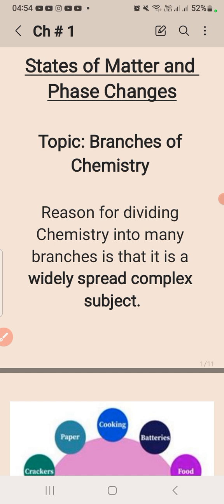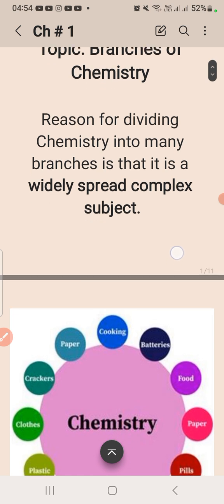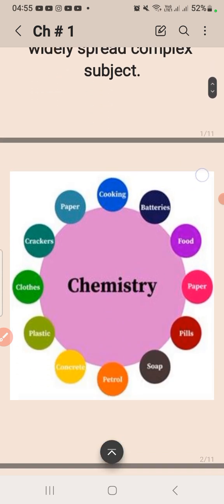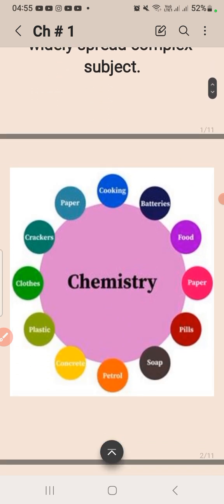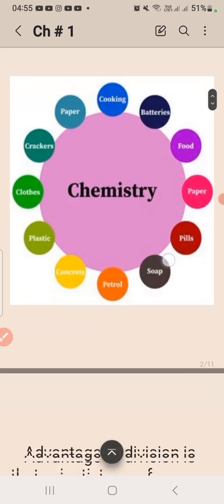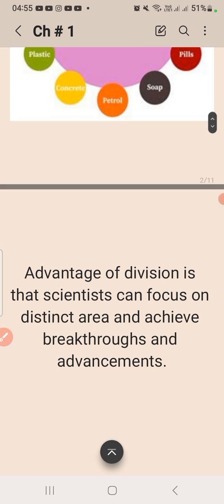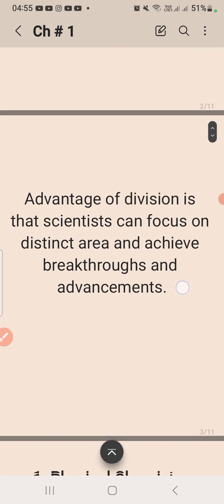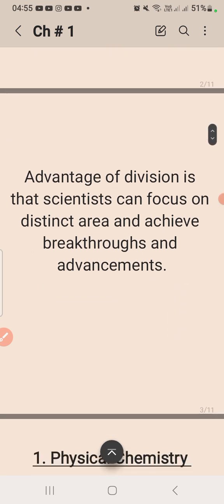Why is chemistry divided into different branches? Chemistry is actually a widely spread complex subject. It's directly or indirectly related to everything around us. So studying all the aspects of chemistry is not possible for a single person. That's why chemistry is divided into its distinct branches so that a scientist can concentrate or focus on a distinct area, and as a result obviously he will achieve breakthroughs and advancements.